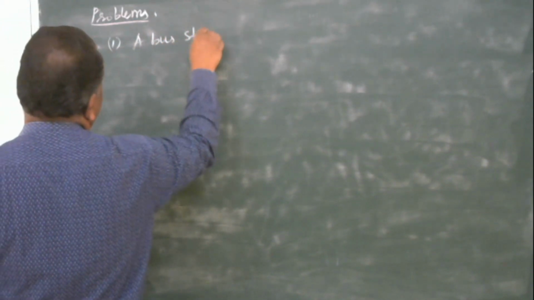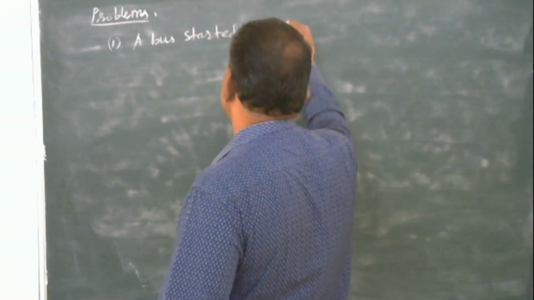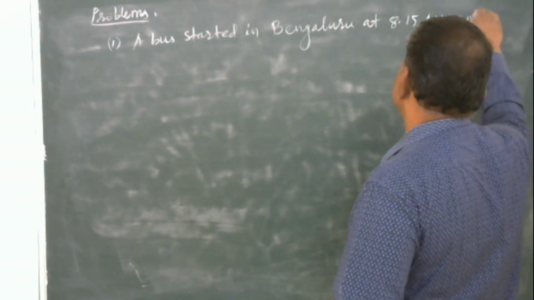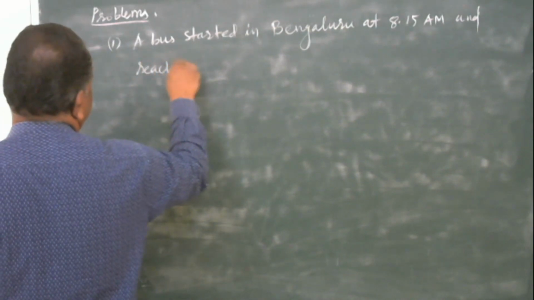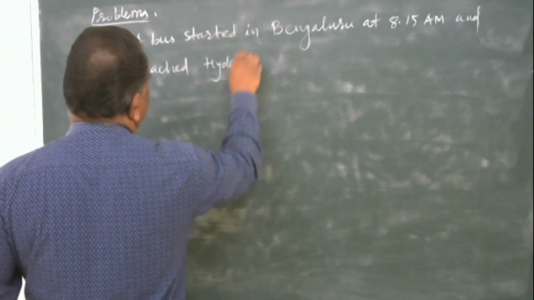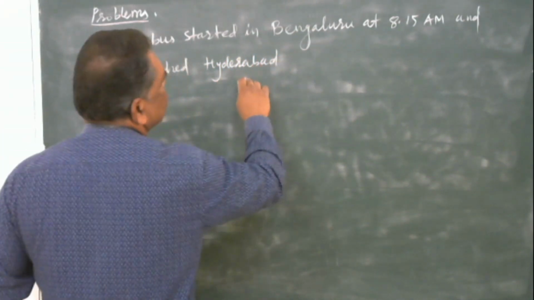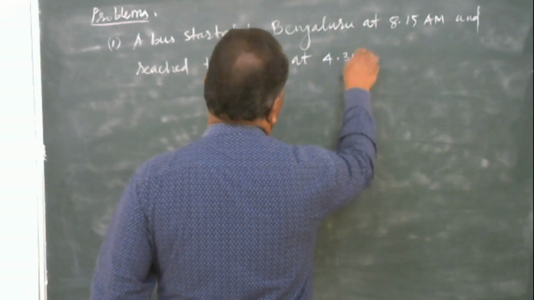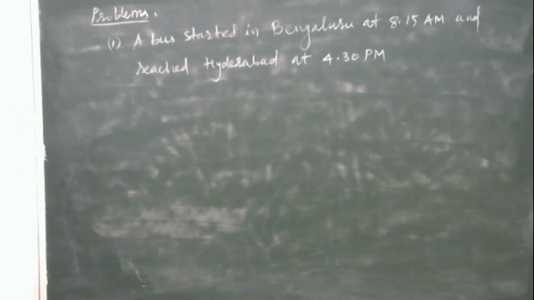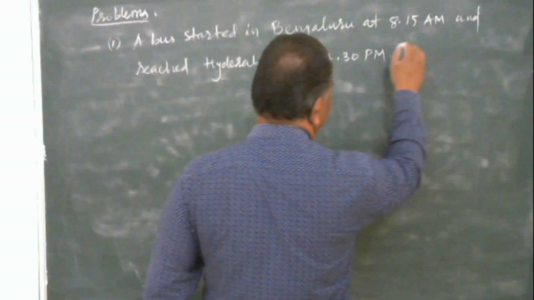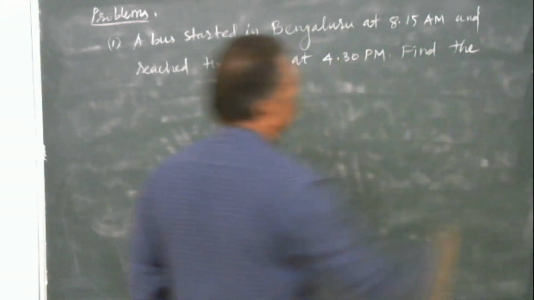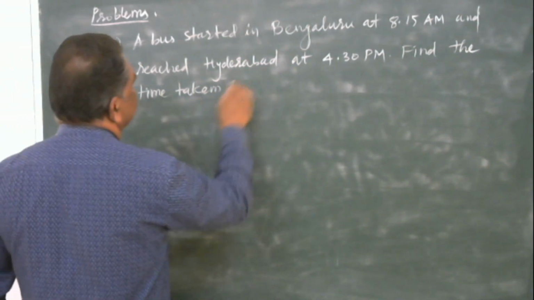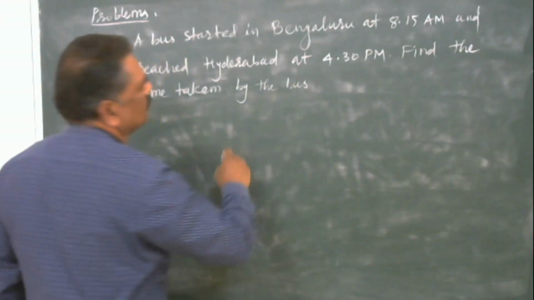Suppose a bus started in Bengaluru at 8:15 a.m. and reached Hyderabad at maybe 4:30 p.m. Okay, the bus started in Bangalore at 8:15 a.m. and reached Hyderabad at 4:30 p.m. Find the time taken by the bus for the whole journey.